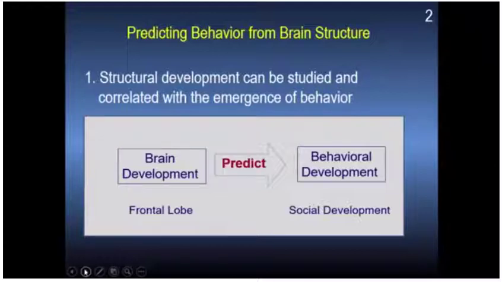We do this by looking at studies where you look at brain development, you can scan it and those types of things, and then you can predict social development. And we can see that in adolescence age. We can also see that in adolescence and toddlerhood, where there are changes in behavior, there are also changes in the structure of the brain.